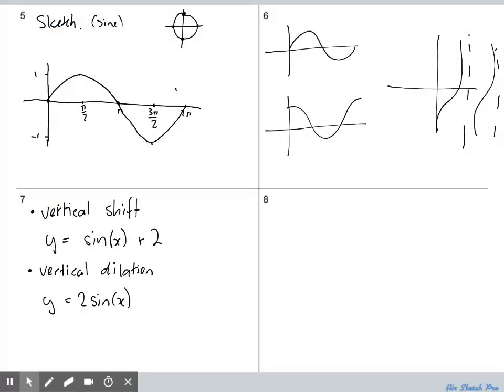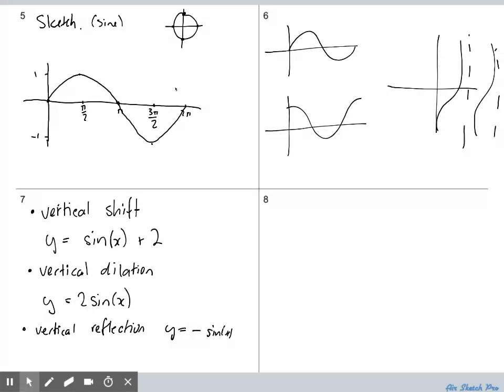Okay, and then I guess we've already done this really. A vertical reflection is like y equals negative sine of x, but I won't do that now because we just did it basically. And again, think of the critical points.